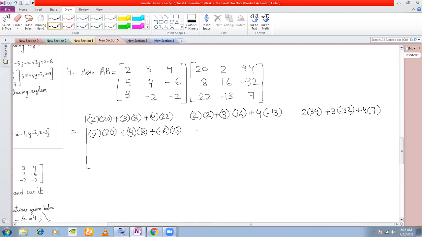Second row, second column, 5 into 2, plus 4 into 16, minus 6 into minus 32. Second row, third column, 5 into 34, plus 4 into minus 32, plus minus 6 into 7.